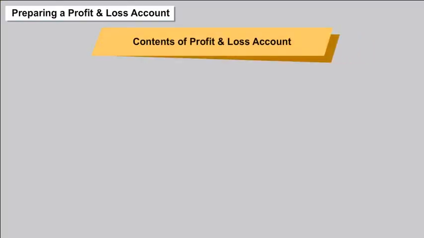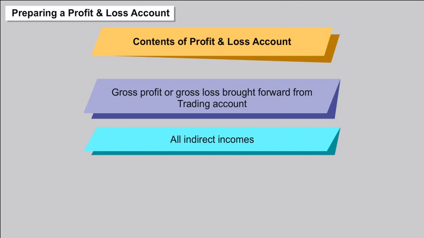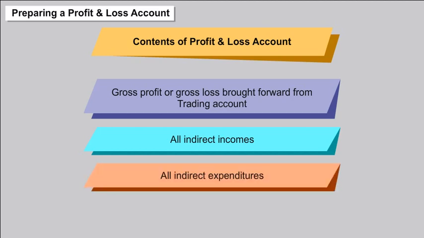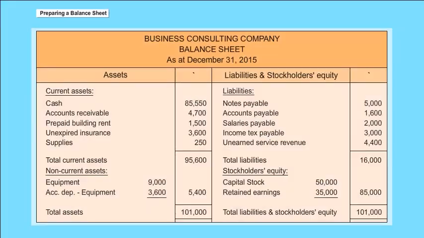Contents of profit and loss account. Gross profit or gross loss brought forward from trading account. All indirect incomes. All indirect expenditures. Net profit.